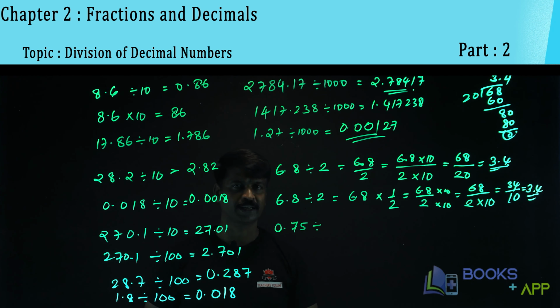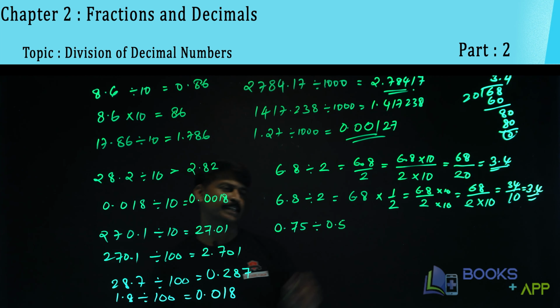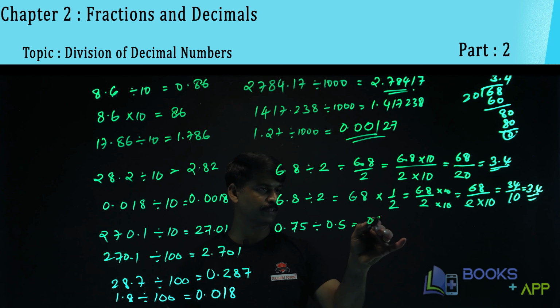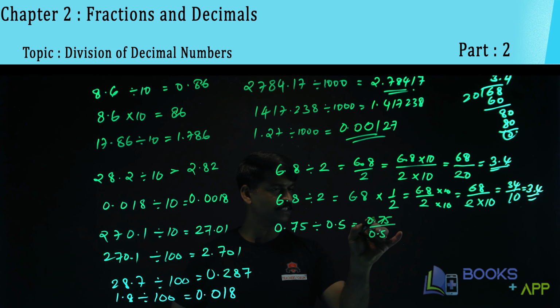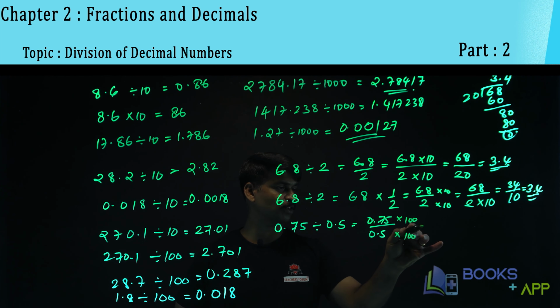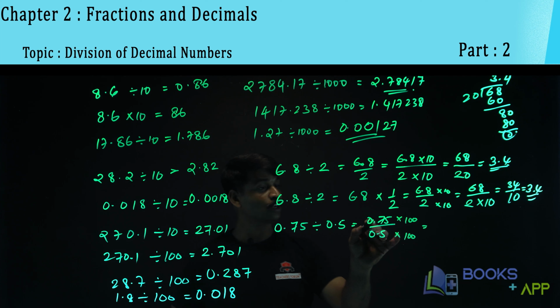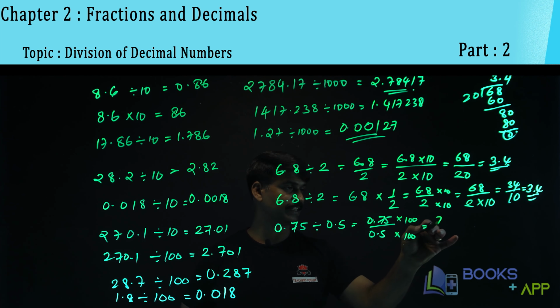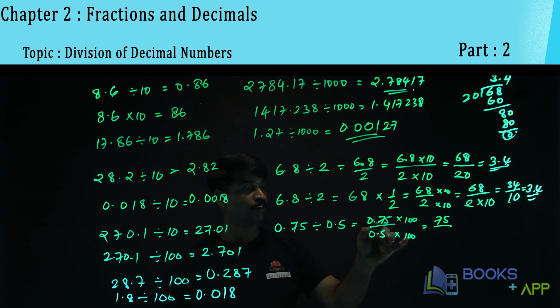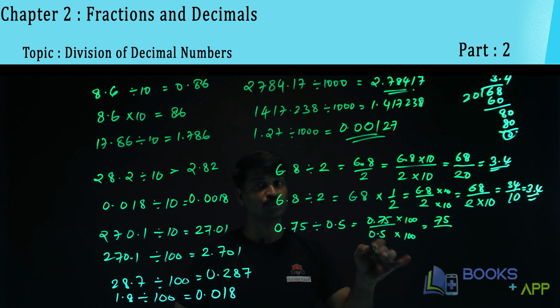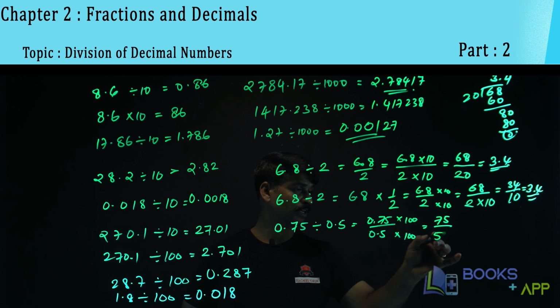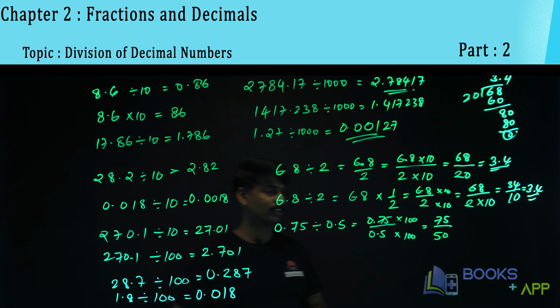0.75 divided by 0.5. How can you divide this? Yes, first step is to remove this decimal point. This should be multiplied by 100. With the same 100, you should multiply the denominator. So what is the answer? 0.75 into 100, that is 75. 0.5 into 100, you should jump 2 positions to the right side, so it becomes 50.